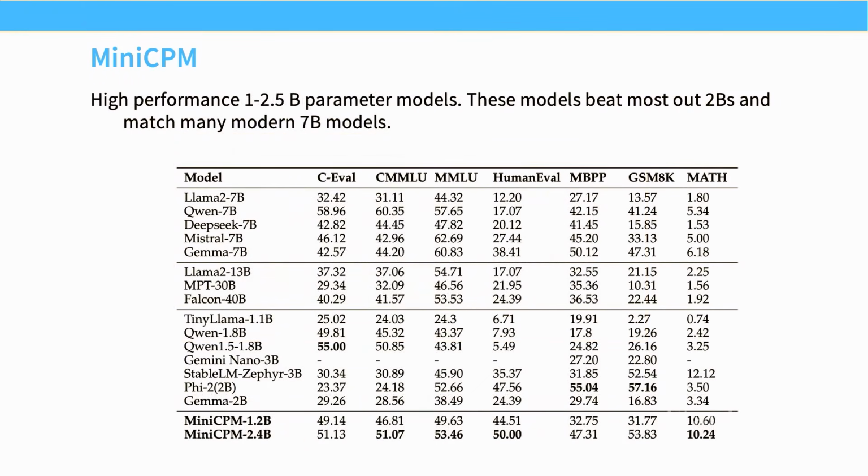So MiniCPM is an effort by a bunch of industry and academic partnerships over in the Chinese open source community to come up with a high performance, small-ish language model. At the time when this came out, it was basically state-of-the-art for the 1 to 2 billion parameter bracket. Nowadays, Gemma and other models at 2B or 3B are going to be higher performance, but these are competitive, well-trained models, at least at 2024 standards.